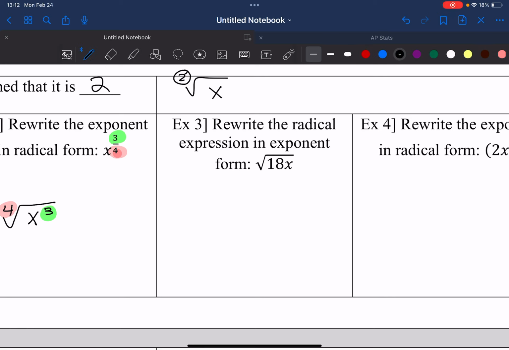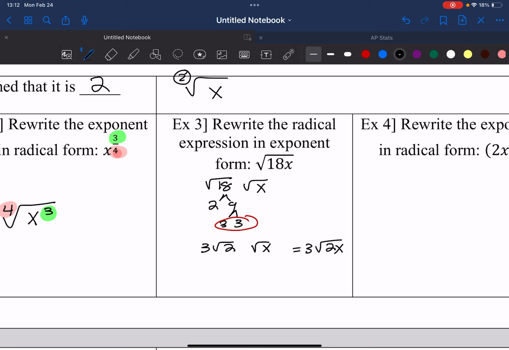Rewrite the radical expression in exponent form. So first, let's try to simplify this. I'm going to simplify this as the square root of 18 times the square root of x. I can simplify 18 by doing the prime factor tree. So I have 2 and 9, and then 3 and 3. Since this is the square root, I'm going to circle pairs of 2. So that means this simplifies to 3 square roots of 2. And then I can't take a pair of x's because I only have one x there. So I would bring down that square root of x, which means this is 3 square roots of 2x.